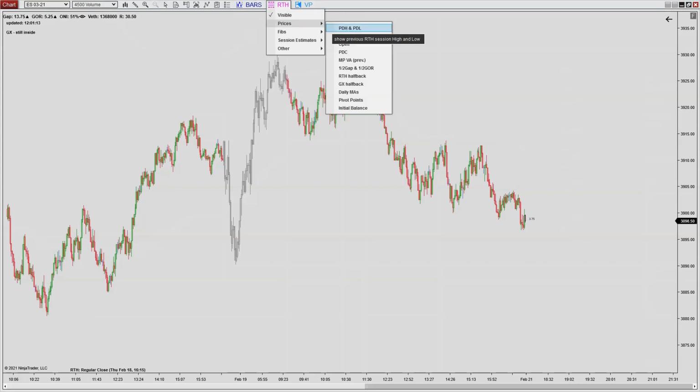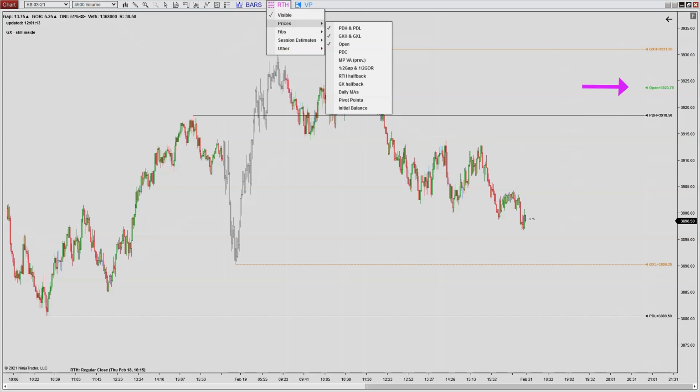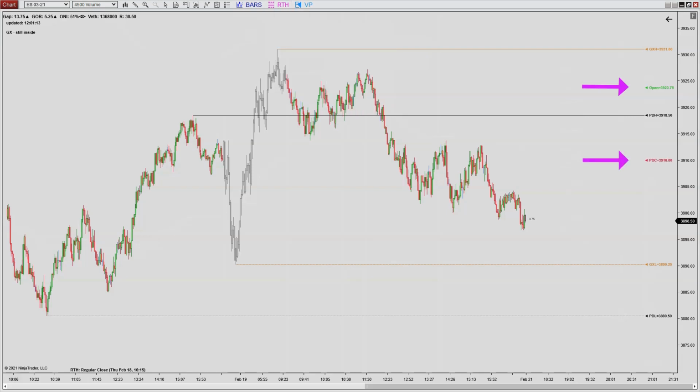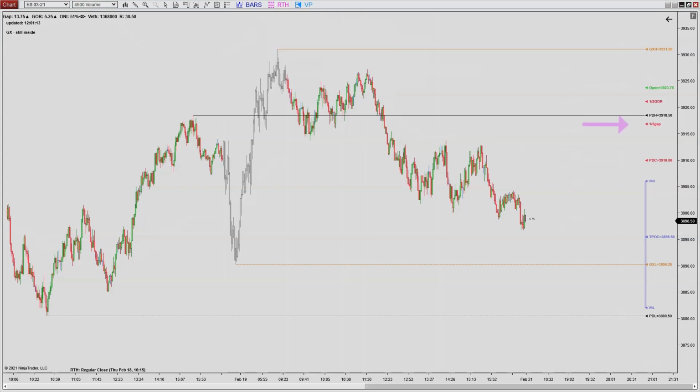Previous day high and low, and Globex high and low. Current session open and previous session close. The market profile value area and TPOC for the previous RTH session. Half gap on close and half gap on range if applicable.